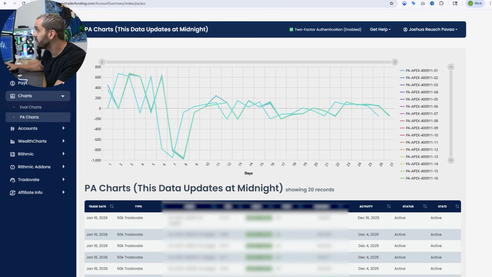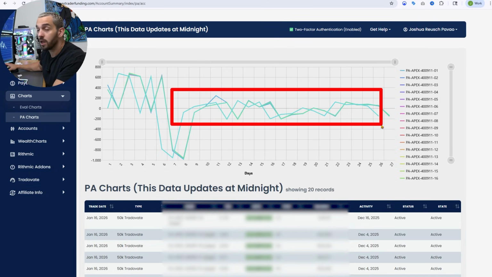But if you take a look here, you can see I changed something. I changed my risk. I went down a lot. I went from making $700 a day to being happy with $50 a day. I went from taking 8 contracts down to 1 or 2 contracts with Apex.